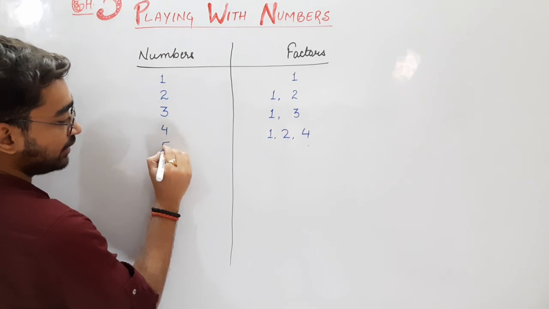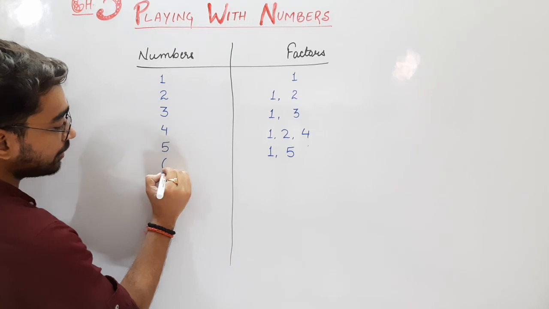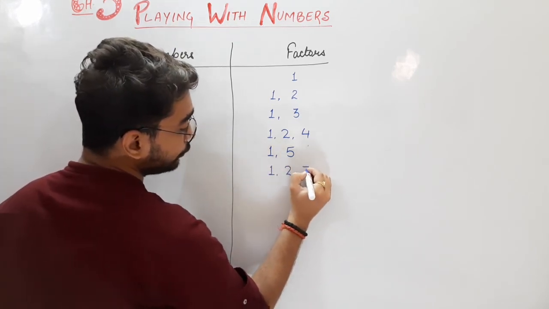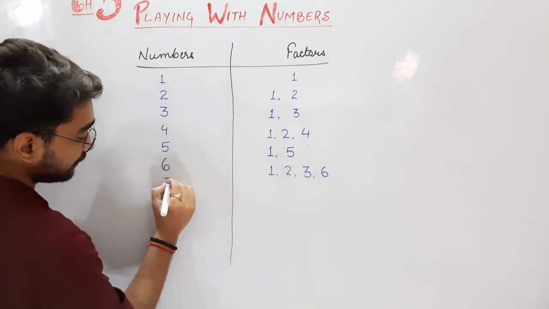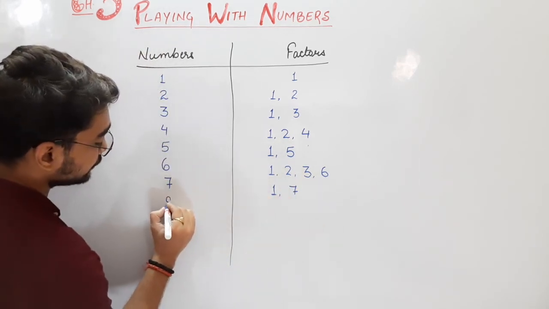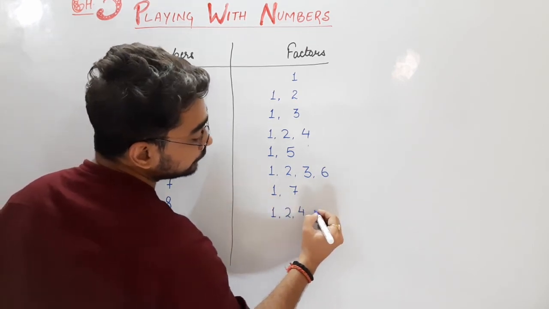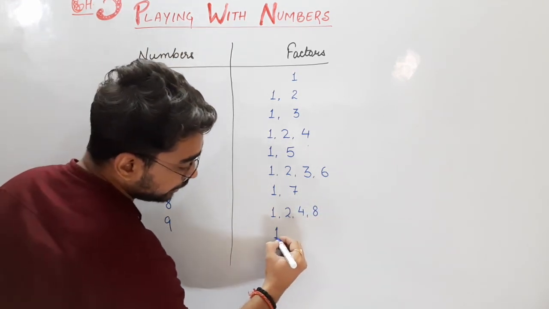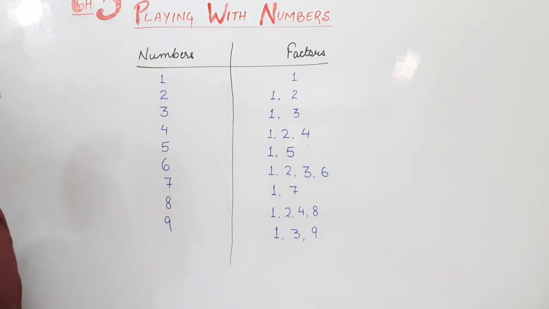What about the number 5? It will be 1 and 5. What about number 6? In the case of 6, 2 threes are 6, so 2 and 3 both are there, along with 1 and 6. What about 7? 1 and 7 itself only. What about 8? 1, 2, 4, 8. What about 9? 1, 3, 9.